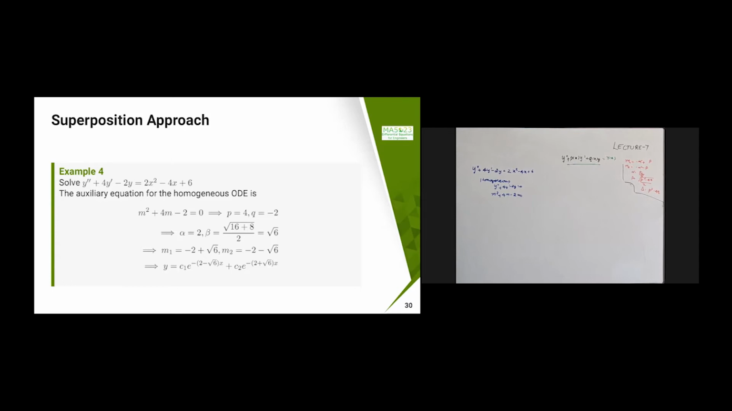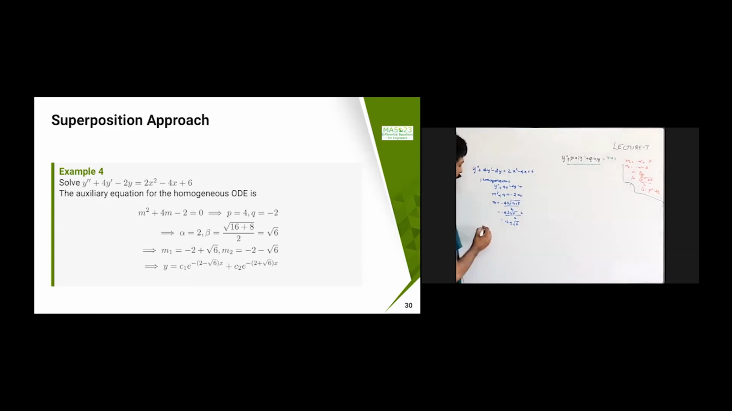Therefore, you need to find your roots. So m equals minus 4 plus or minus square root of 16 minus 4 into 2 into minus 1, which is plus 8, divided by 2. So this is going to become 24. 24 I can write as 4 into 6. So this becomes minus 4 plus or minus root 6 into 2, divided by 2. Therefore, minus 2 plus or minus root 6 is going to come.